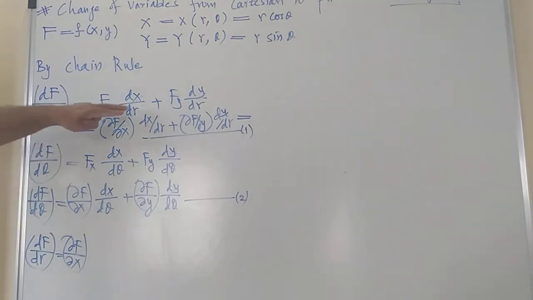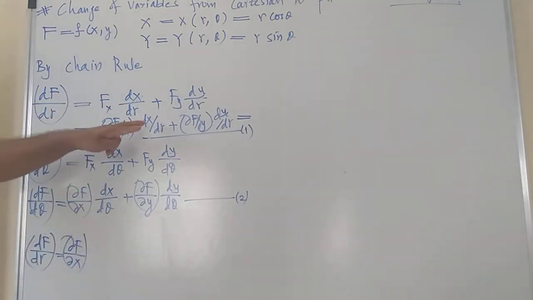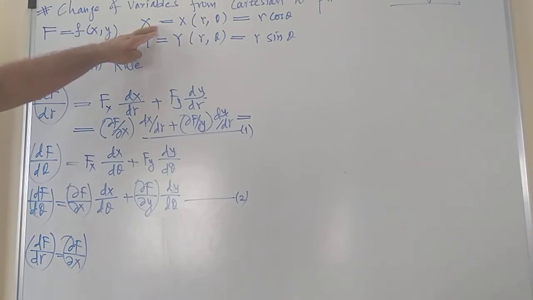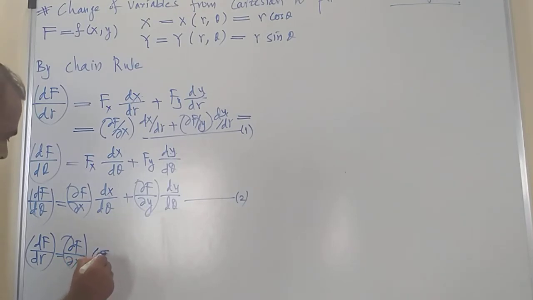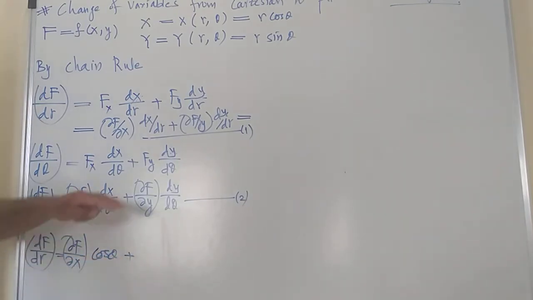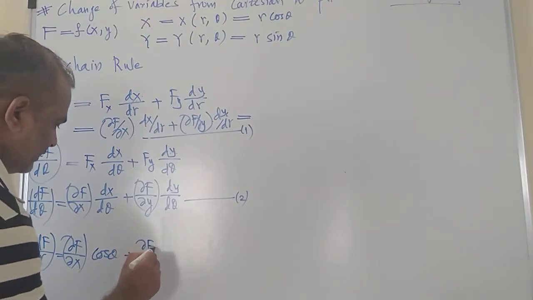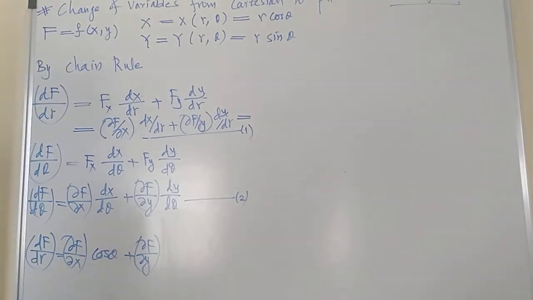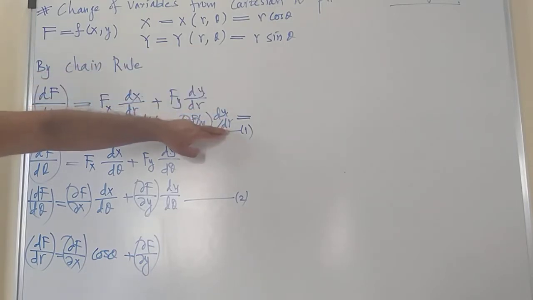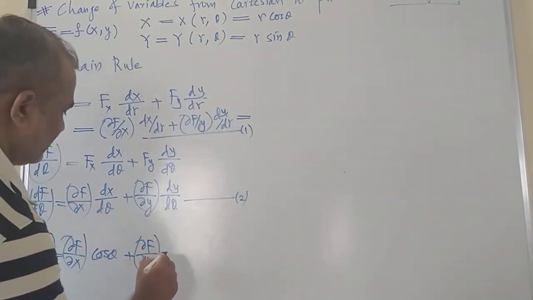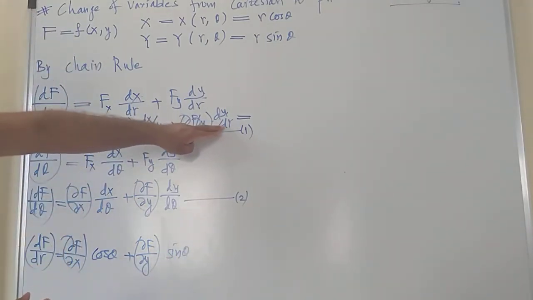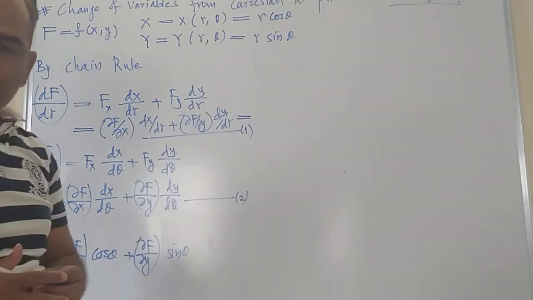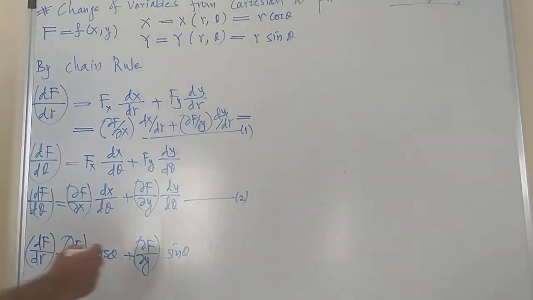Now if you differentiate this, dou f by dou x into dx by dr, that means differentiation of this x with respect to r will give you cos theta only. So into cos theta plus dou f by dou y as it is, into differentiation of y function with respect to r, that will give you sin theta. Sorry, we are differentiating this function with respect to r, that means sin theta only. Got it? That is correct. So let us say this is our equation number 3.